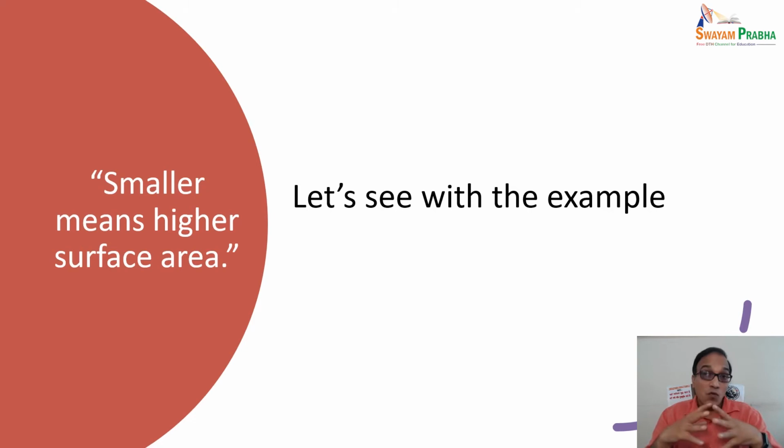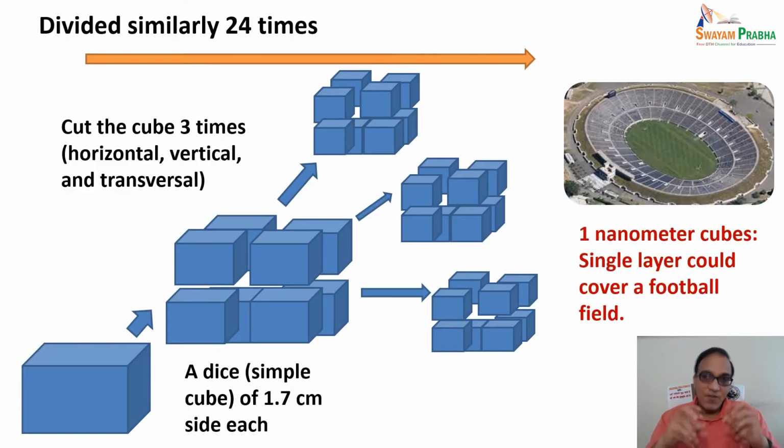But now we are talking about the surface area. Let's see this example. We have a cube of a dice, a simple cube, you can say 1.7 centimeter side each. What we are going to do, we are going to cut it three times, horizontally, vertically, and transversal. And repeat this cutting for each cube 24 times. What you will get? You will get the cubes which are of 1 nanometer scale.